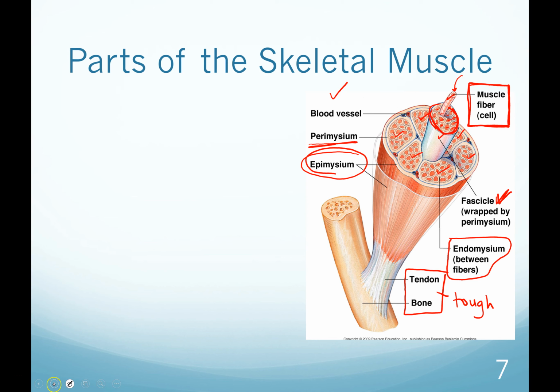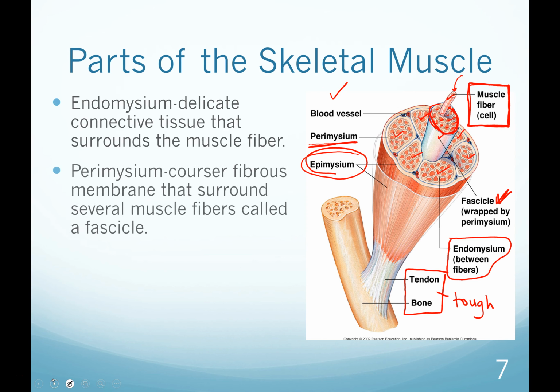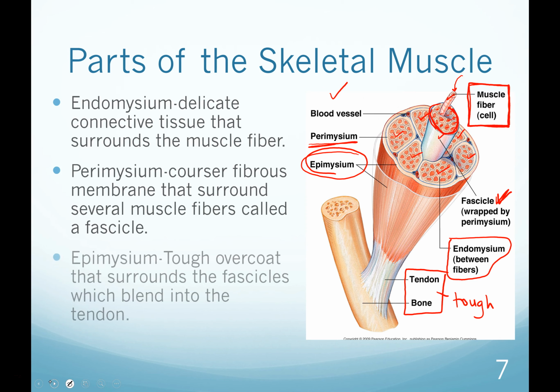So let's kind of look at the words now and what they mean. So the endomysium is very delicate. It surrounds each individual muscle fiber, which we talked about. The perimysium is going to be a little bit tougher than that, and it is going to wrap around those muscle fibers and endomysiums, and it's going to make a thing called a fascicle. And then the fascicles are surrounded by a tougher layer known as the epimysium. And if you look here, as the epimysium gets denser and smaller there, that's what forms the tendon. And the tendon, once again, is very, very tough.